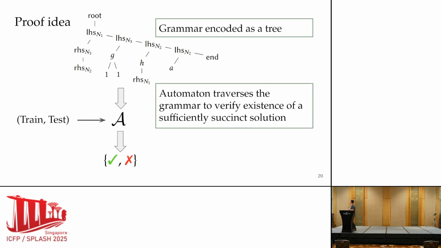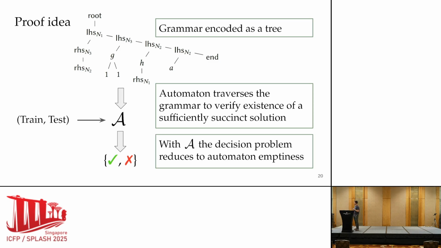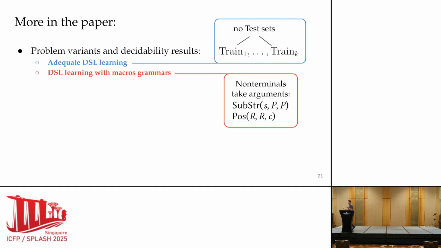And eventually it outputs yes or no, and hopefully it only says yes on the DSLs that have these properties, and it says no on the ones that don't. Once we have A in hand, the decision problem for DSL learning reduces to tree automaton emptiness with some standard techniques. There's more in the paper, including some variants of this problem and decidability results for those.